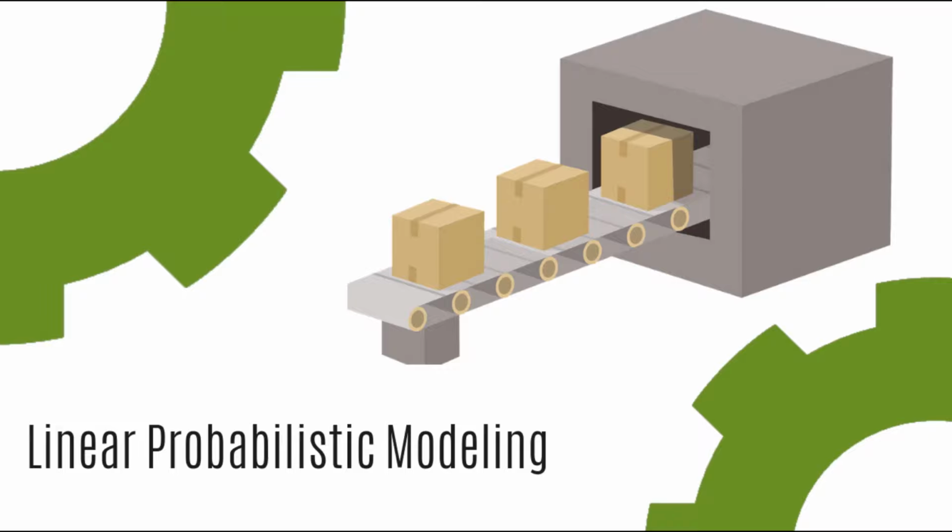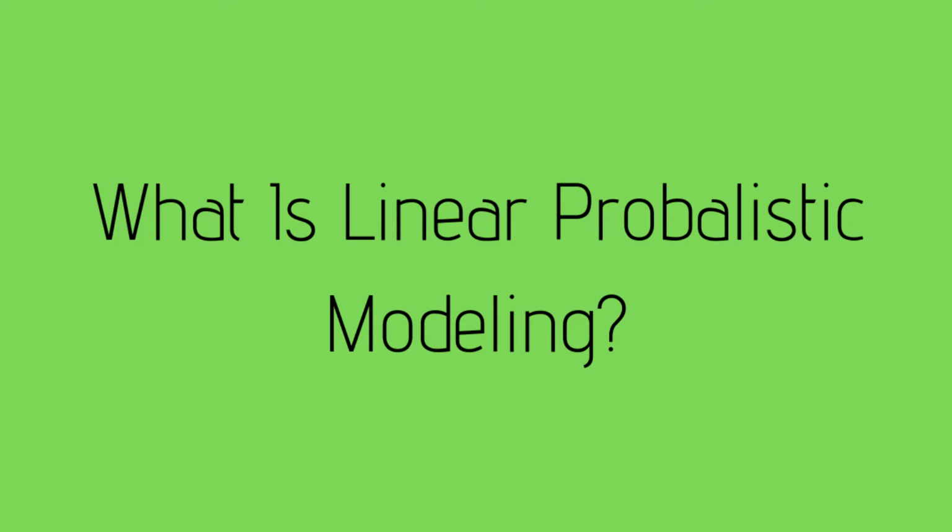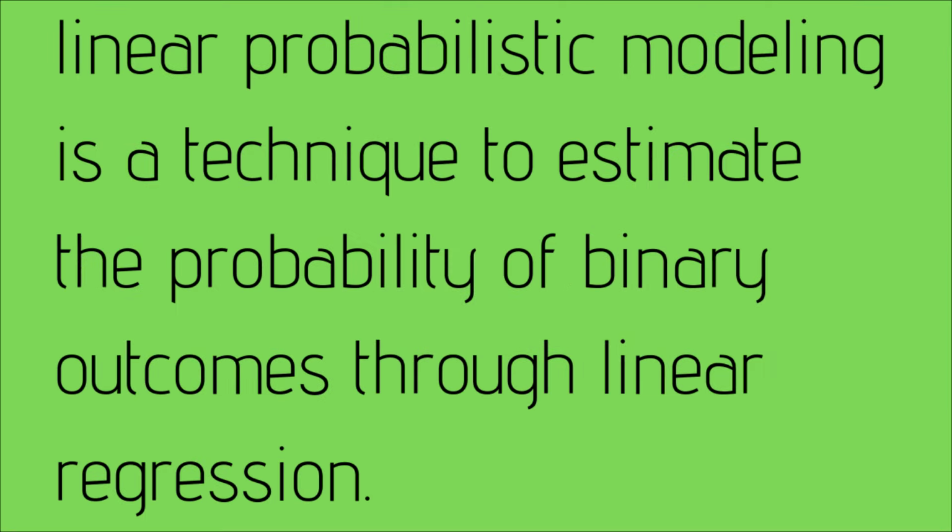So today we're going to be learning about linear probabilistic modeling. So what is linear probabilistic modeling? Linear probabilistic modeling is a technique that estimates the probability of binary outcomes through linear regression. In simplest terms, when there's a situation that can only result in two outcomes, we can use linear probabilistic modeling to estimate the likeliness of the outcomes happening given an independent variable.